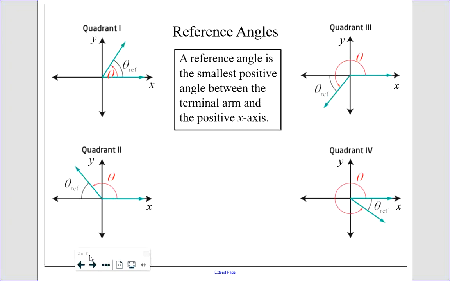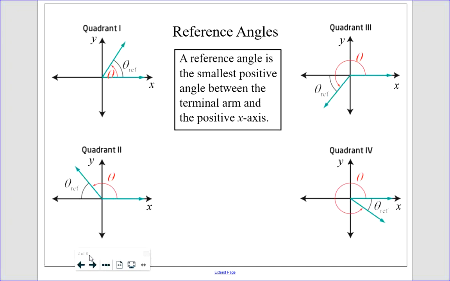If we're in quadrant 3, you can see what the reference angle is in relation to the rotation angle. And the relationship is that the rotation angle minus the reference angle would give you 180, or 180 plus the reference angle would give you the rotation.